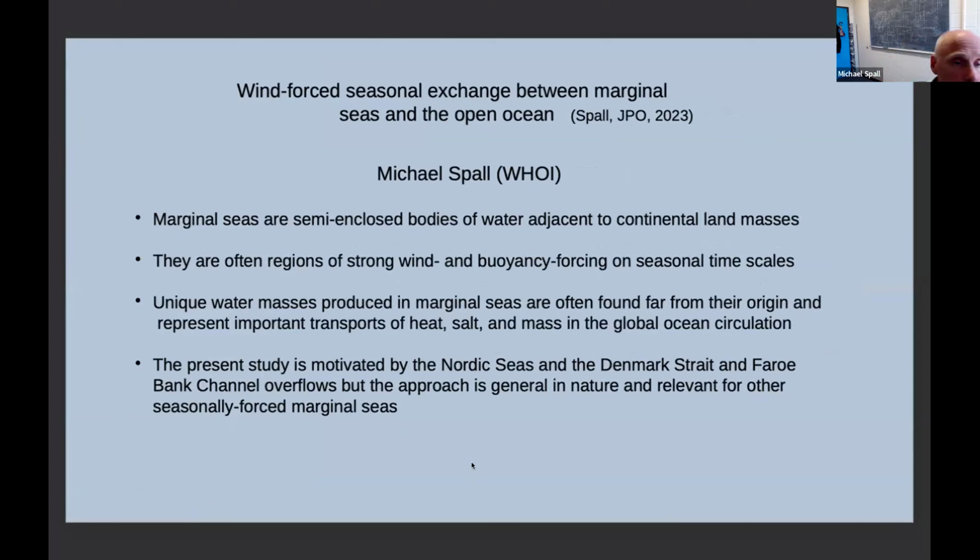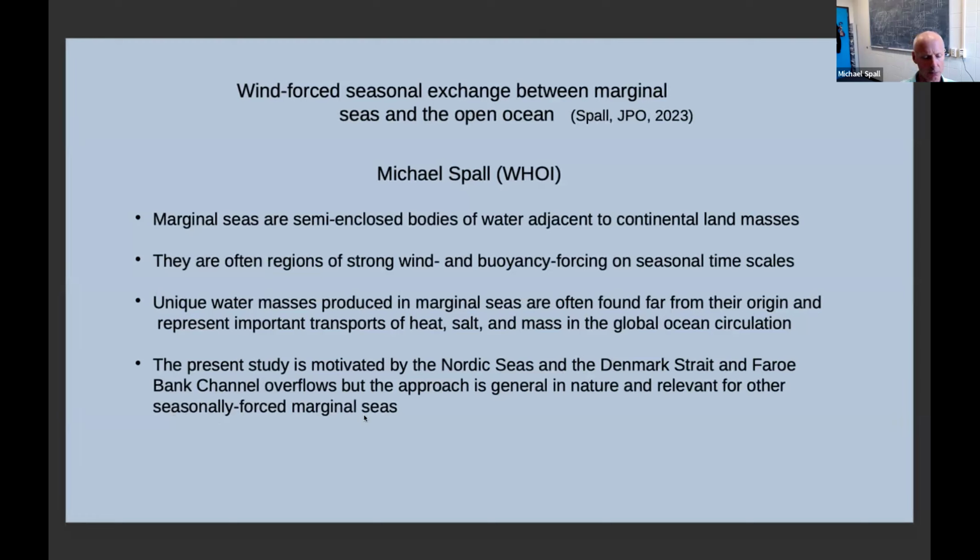So this is actually closely related to Lina's talk, at least in the central part of the talk. So I'm interested in the variability of exchange between marginal seas in general and the open ocean. I don't think I need to go too much into what marginal seas are, but they're places to look at seasonal variability because they're generally surrounded by continental land masses, and we can expect strong variability in both wind and buoyancy forcing on seasonal timescales. There's been a lot of work done on the buoyancy forcing aspect, motivated by the Labrador Sea, the Greenland Sea, and Mediterranean Sea. So I'm going to focus more on the wind forcing.